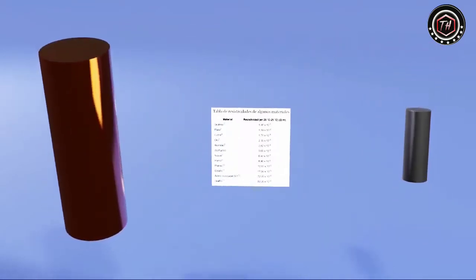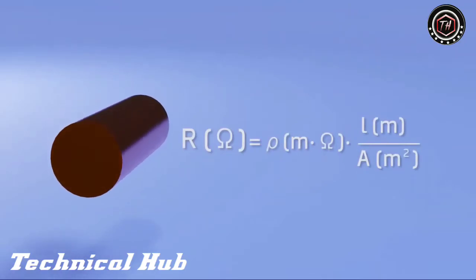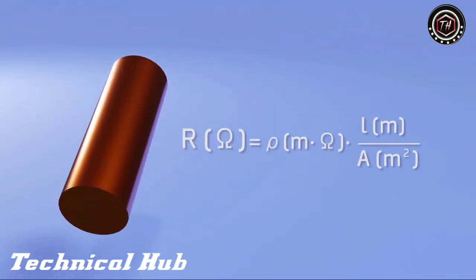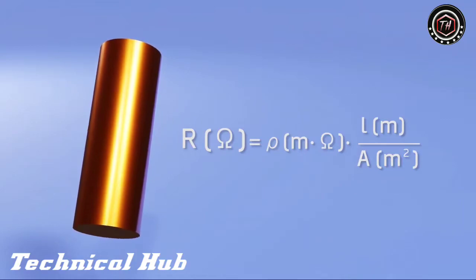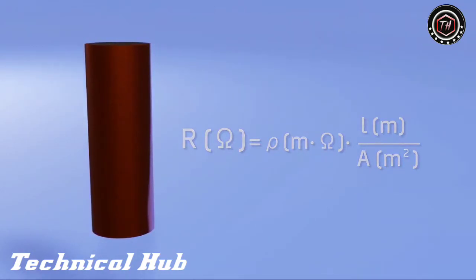Let's focus on the copper cable. The resistance of this cable will be equal to the coefficient of resistance multiplied by the length of the cable and divided by the area of its cross-section. Let's make some analogies to understand more easily how each variable affects.